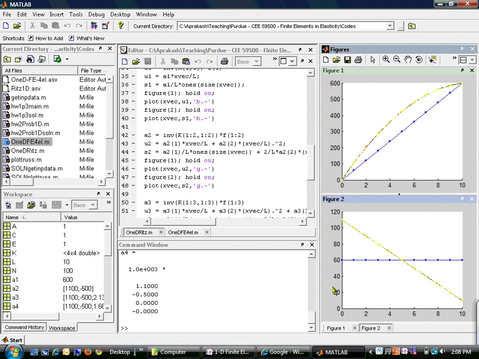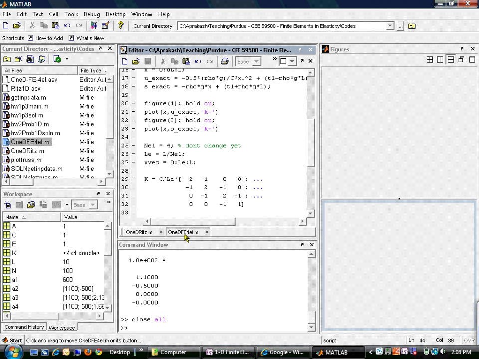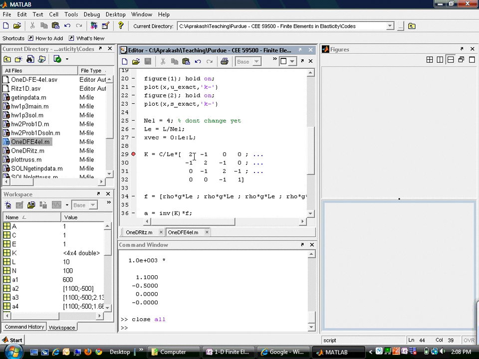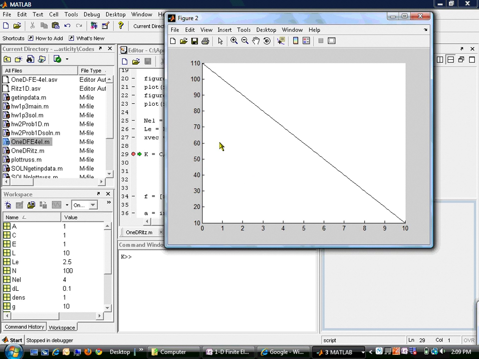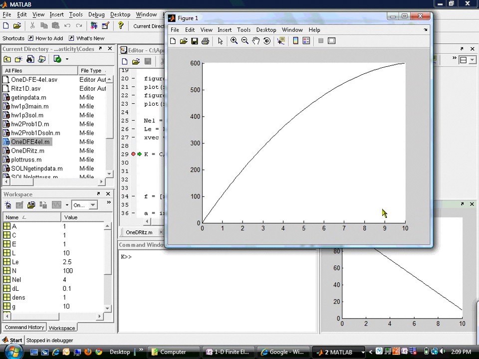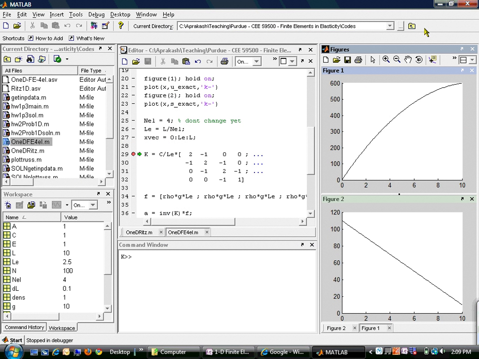This is the stiffness matrix that we've just coded up. It has 2 on all the diagonals except the last one, which is 1 again, and -1 and -1 on your off diagonal terms. Everything else is 0. So if we run this, this is the exact solution for the stresses, and this is the exact solution for your displacements.